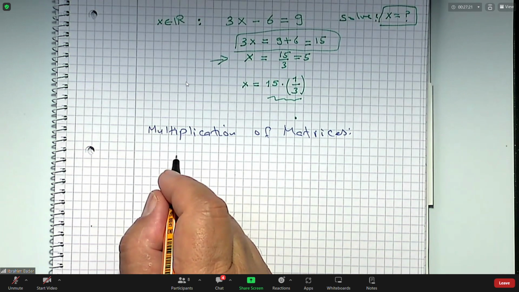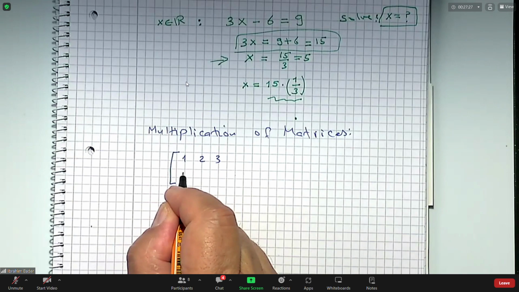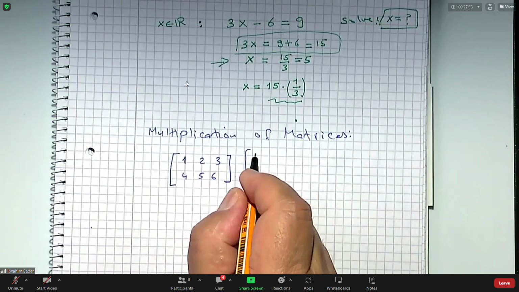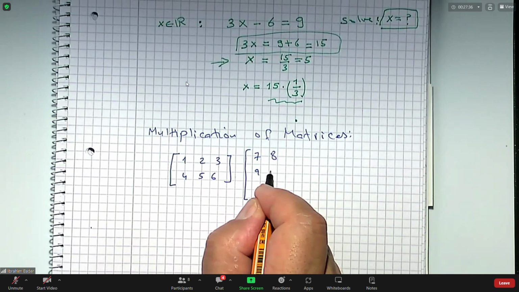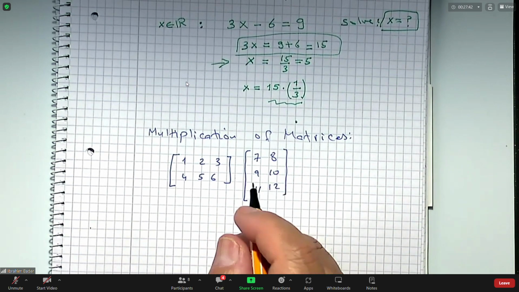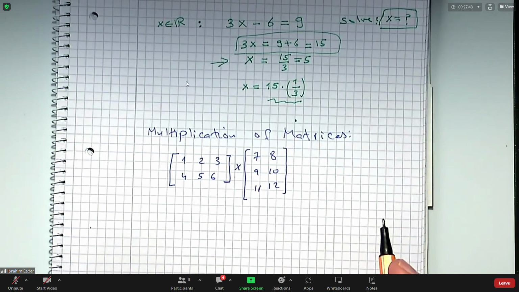So let's assume I have two matrices, A and B. This matrix has 1, 2, 3, 4, 5, 6, and another matrix has 7, 8, 9, 10, 11, 12. Before we start, for the multiplication I will sometimes use a cross, sometimes a dot, and later we will just work as with numbers. If you have AX, where A and X are matrices, it means multiplication.